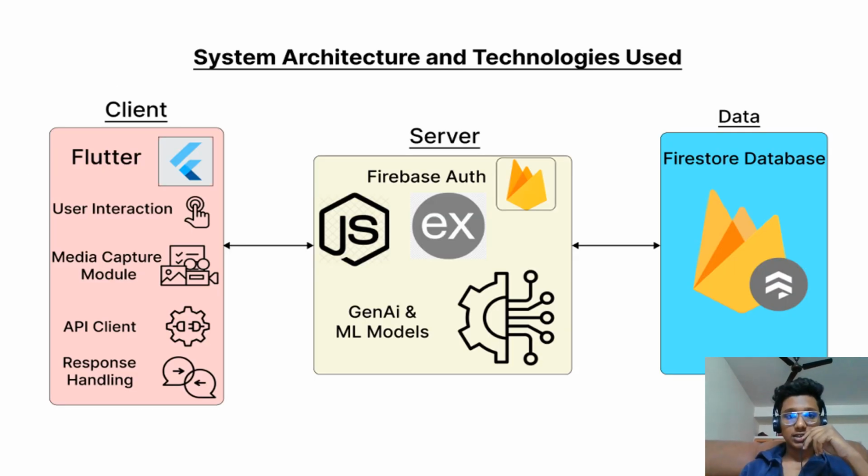That is also a model for SAR image colorization. Let us look at the system architecture. Mainly on the client side, Flutter is used for the front end and user interaction, where the user will give media, which is nothing but a photo from the gallery. Using the API, we're going to connect it to the Firebase authentication, and also for the Gen AI models we're going to use the APIs. All the data is stored in the Firebase database itself.